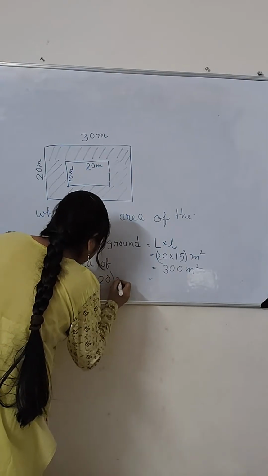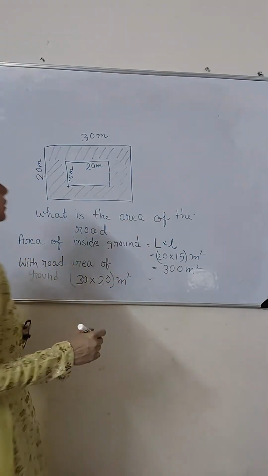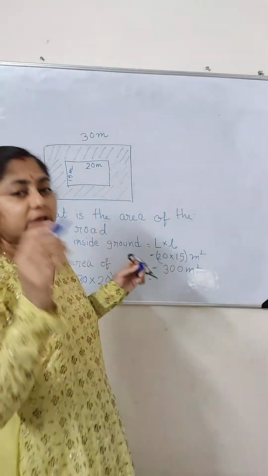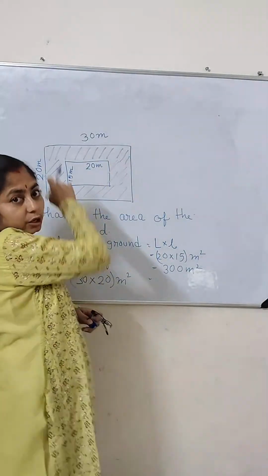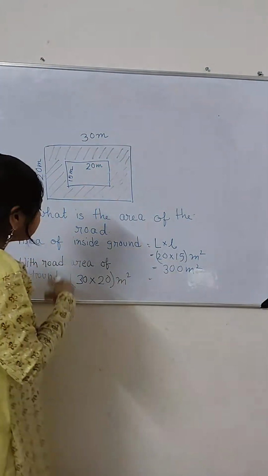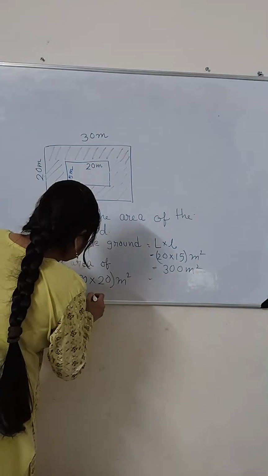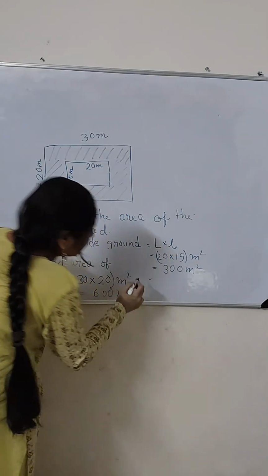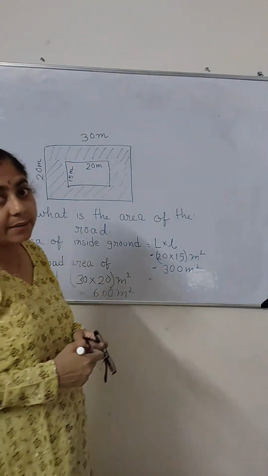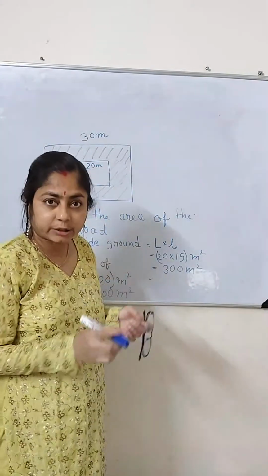Into 20 meters square. Why is it 30 into 20? Because what I am telling, with road, first I find out the area of the big rectangle. It is 30 into 20. It means 600 meters square. Now what I am telling, I want the shaded part.